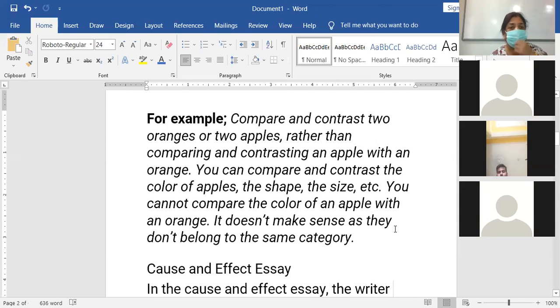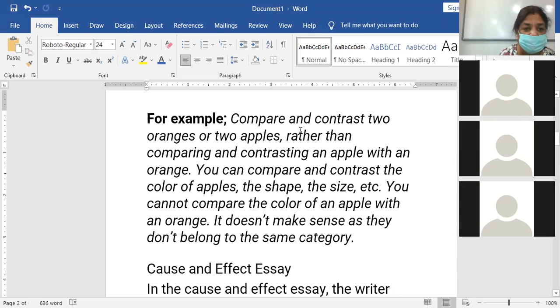For example, compare and contrast two oranges or two apples. Rather than comparing and contrasting an apple and an orange, you can compare and contrast the color of apples, the shape, the size, etc. You cannot compare the color of an apple with an orange. You can compare and contrast benefits of fruit drinks. Then you can write about different things. What is apple juice good for? What is orange juice good for? In what ways are both good?